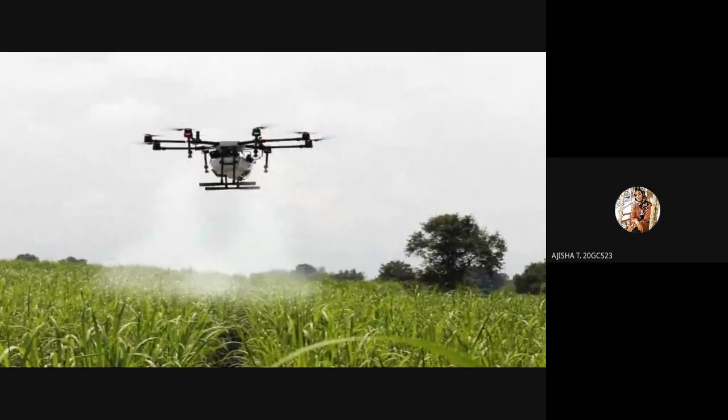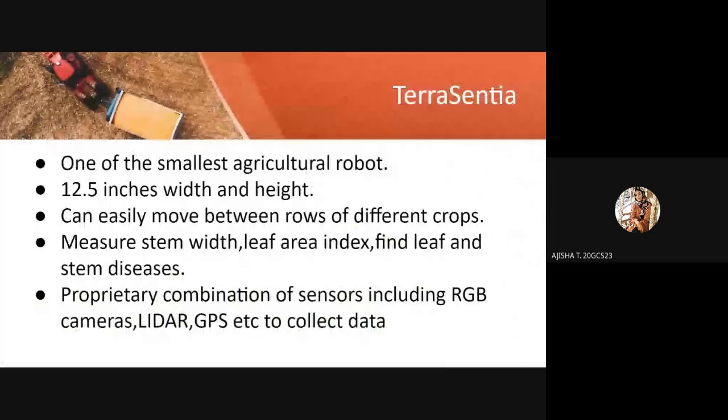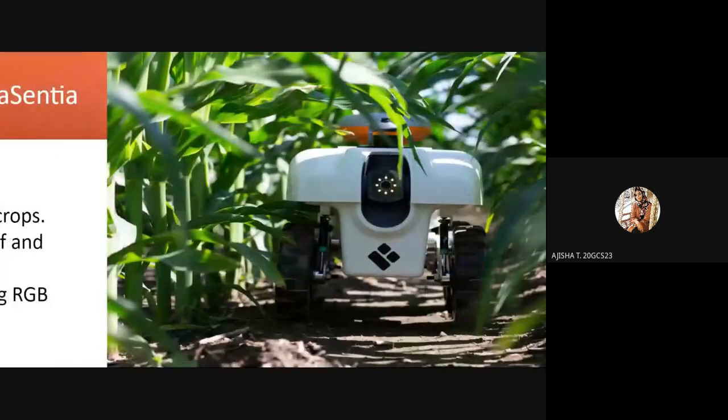So the next technology is Terrasentia. It is one of the smallest agricultural robots on the market, which is 12.5 inches in width and about the same in height. It can easily move between the rows of different crops and can measure critical plant traits like stem width, leaf area index, and leaf and stem diseases, etc., with higher accuracy. Terrasentia uses a proprietary combination of sensors including RGB cameras, LIDAR, GPS, etc., to collect data. So here is the picture of Terrasentia.